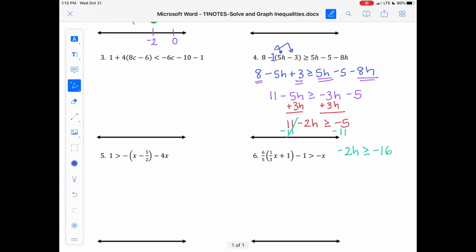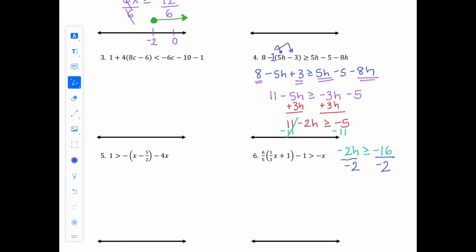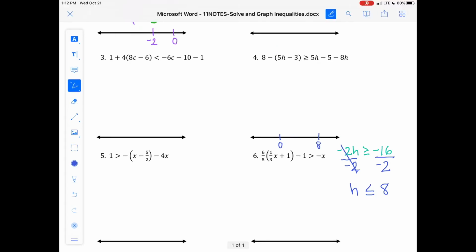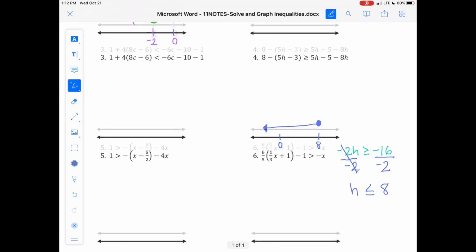-16. Now what are we going to do? Now we're going to divide both sides by -2. What happens when we divide or multiply by a negative number? We now have h is less than, we're flipping that sign, or equal to 8. So let's graph that solution. So if I were to graph h is less than or equal to 8, it's or equal to, so I've got my closed circle, and less than goes to the left.